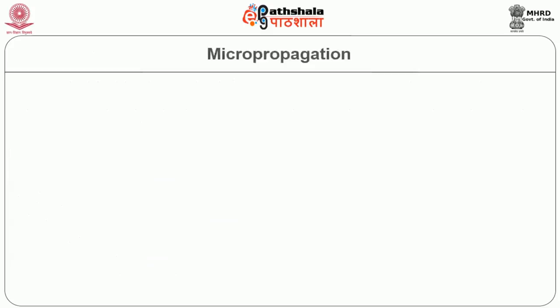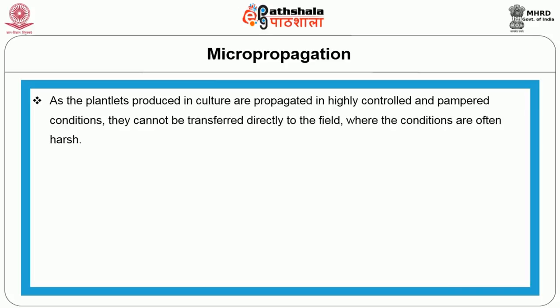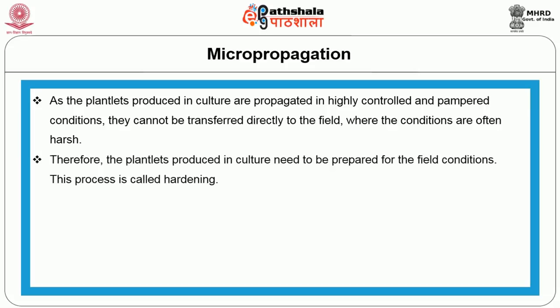Finally, we come to hardening, which is the last step in micropropagation. As the plantlets produced in culture are propagated in highly controlled and pampered conditions, they cannot be transferred directly to the field, where the conditions are often harsh. Therefore, the plantlets produced in culture need to be prepared for the field condition. This process is called hardening.